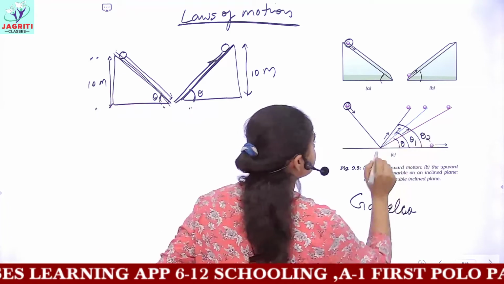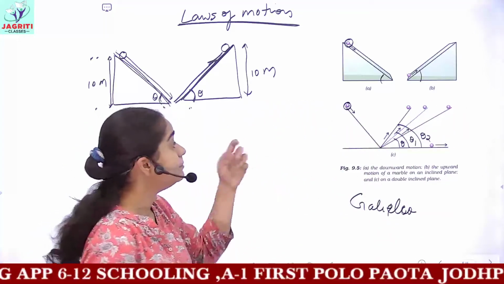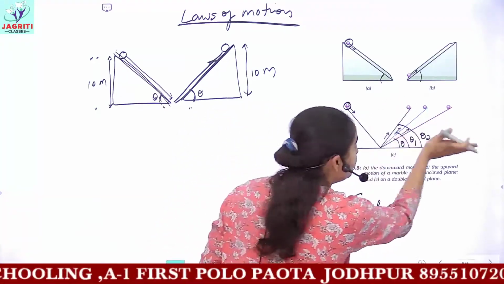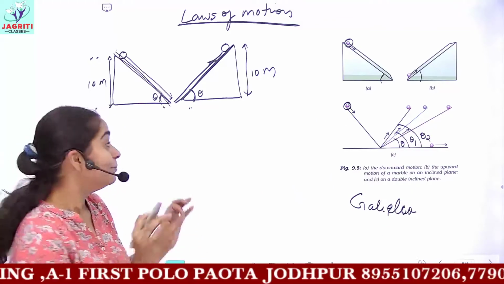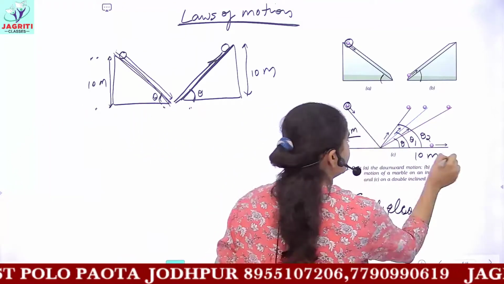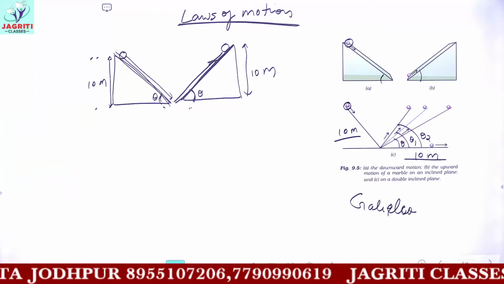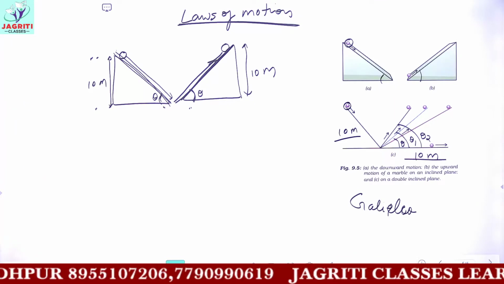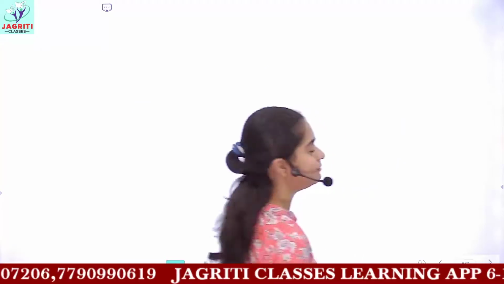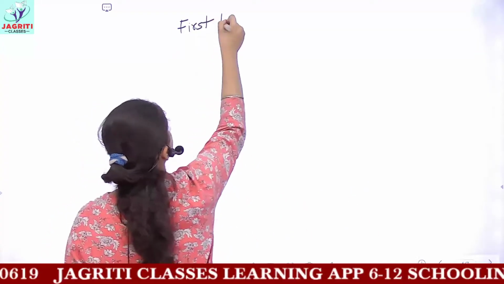So what you will observe is that the ball would cover the same distance, but because it cannot reach the same height, it would move in a horizontal direction, but it would cover the same distance. So these experiments were performed by Galileo, and these are even given in your NCERT textbooks. Now what we have next is that we'll be discussing the first law of motion.